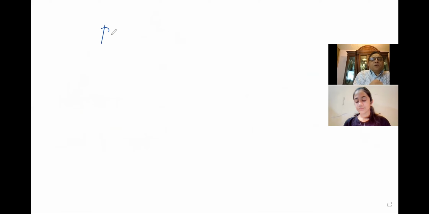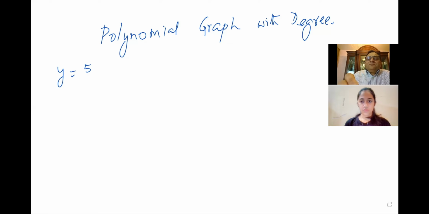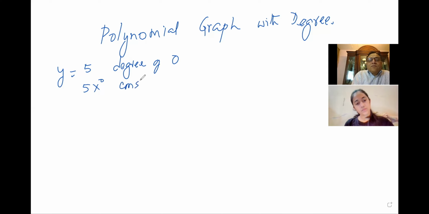Now, we'll seek a polynomial graph with a degree. Okay. So, I could write a polynomial. Let us say y equals 5. Is it a polynomial? Yes, it is a polynomial. It has a degree of 0. This could be written as 5x to the power of 0. Do you see that? It is a constant. And a constant is also a polynomial. So many students think it is not a polynomial. Is that clear to you?